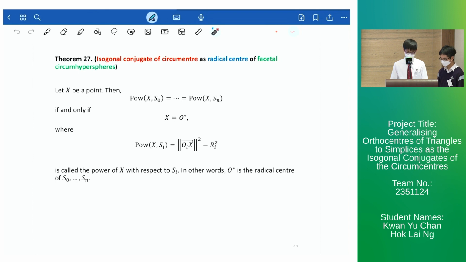This concludes our presentation, which has delivered how we have extended the notion of isogonal conjugation from triangles to simplices, as well as generalizing three well-known plane geometry results from triangles to simplices via isogonal conjugation.